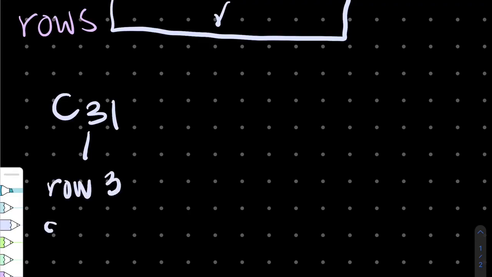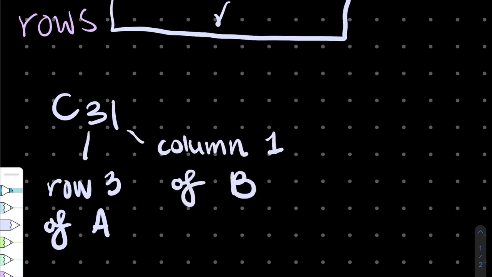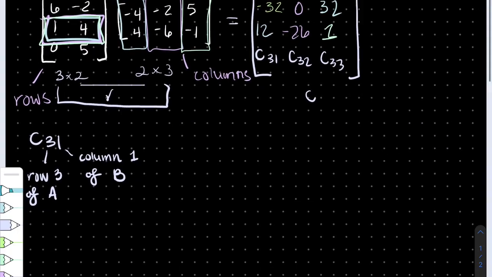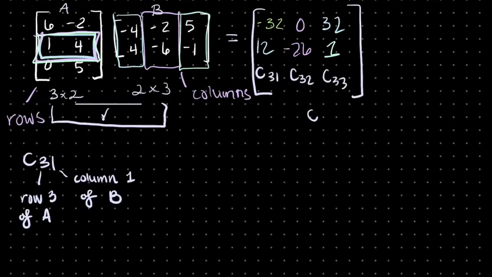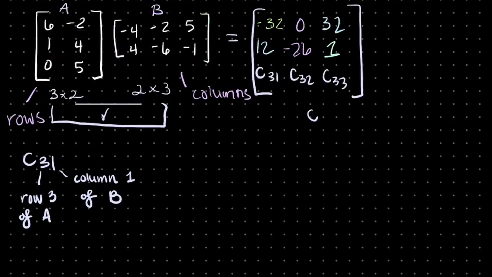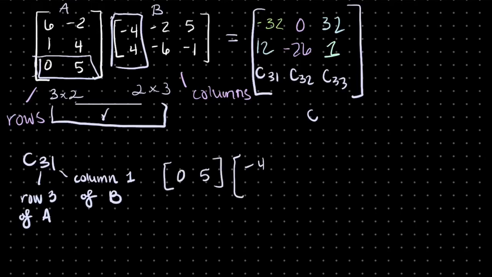So this tells us that we're going to look in row 3 of A, or row 3 of the first matrix, and this tells us that we're going to be in column 1 of B. Okay, so if I zoom back out, so that we can see the matrix we are working with, and let me erase these from the last one we did. We're now in row 3, right? So I'm looking at 0, 5, and I'm going to look at 0, 5 the whole time now because I'm in row 3, but I'm in the first column to start. So this problem is going to be 0, 5 times negative 4, 4.